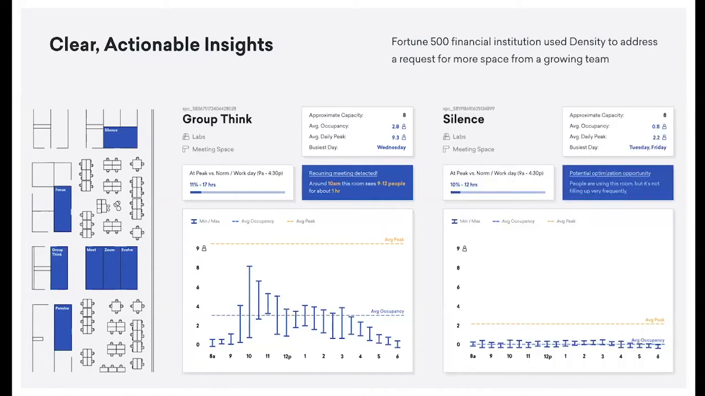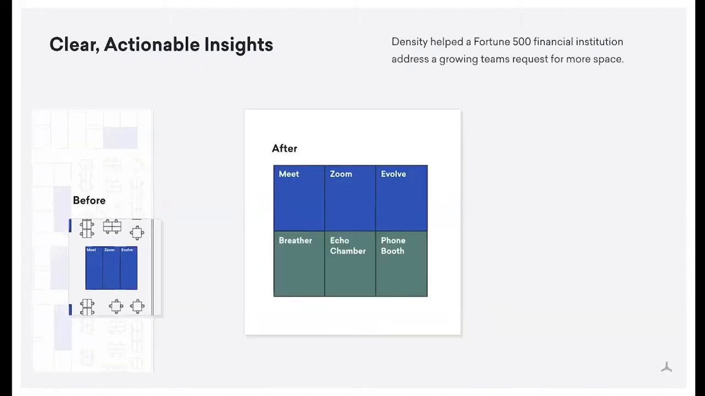But a lot of the other rooms never came close to those peaks. So what you're seeing here is a lot of smaller conversations happening. At most, 2 people in the room. A lot of times, one person in the room. So what that revealed was they had the physical space that they need. It's just that the space was not organized properly.